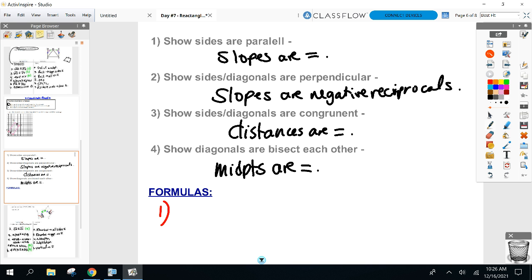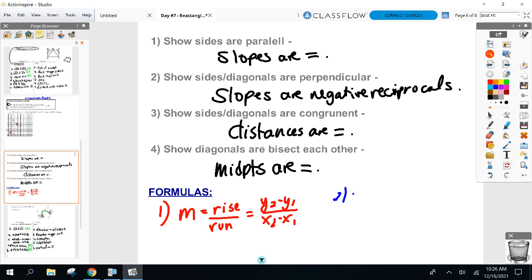Anybody remember the letter for slope? M. Anybody remember how to find it? Okay, rise over run. That can definitely be used. Some of you might like plugging numbers in, and if I want to plug actual x and y values in, how would I find it that way? What goes on top? Change in y's, y2 minus y1 over x2 minus x1. Yep, good. So that's the way I could find slope.